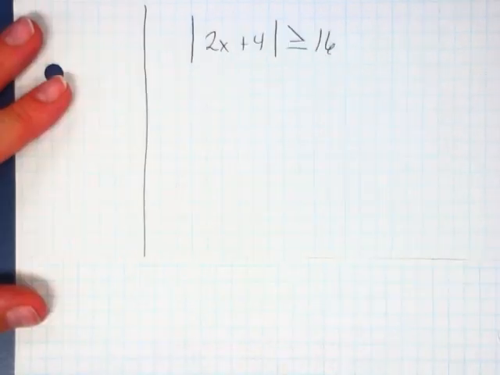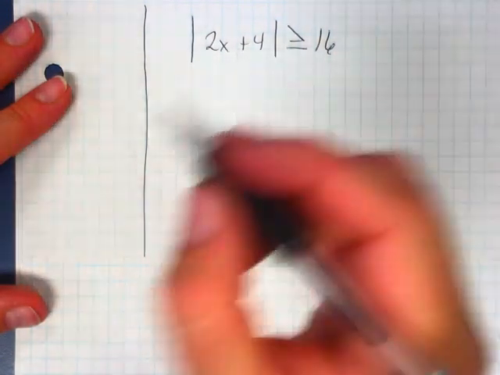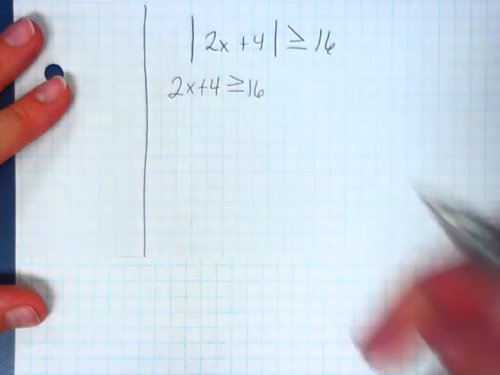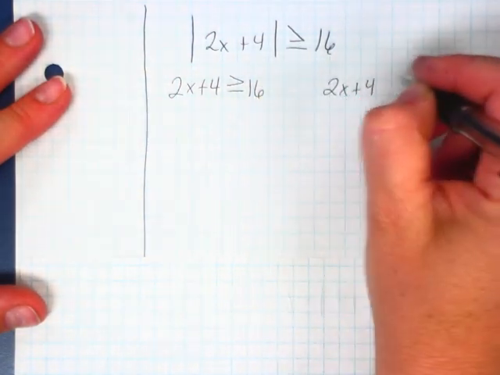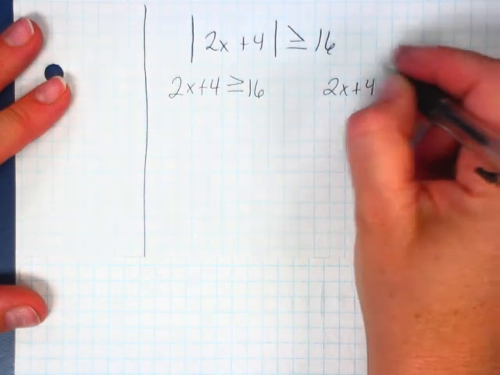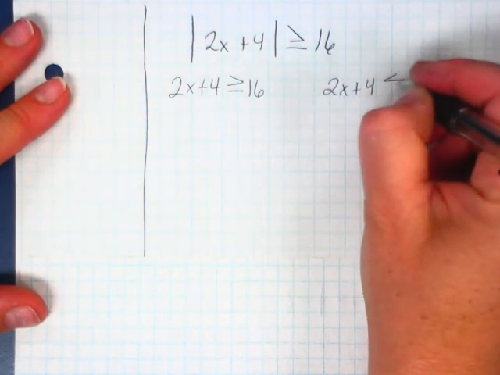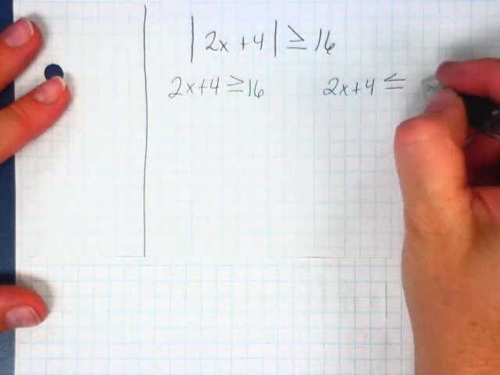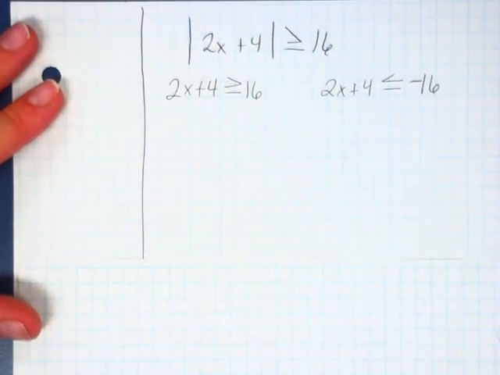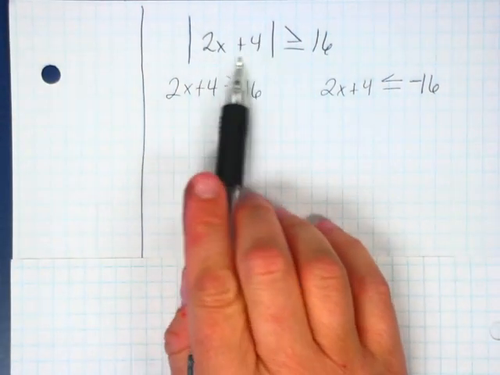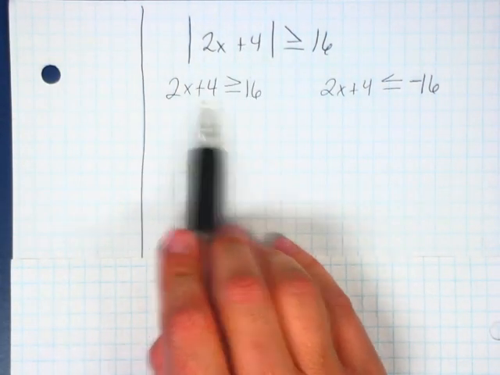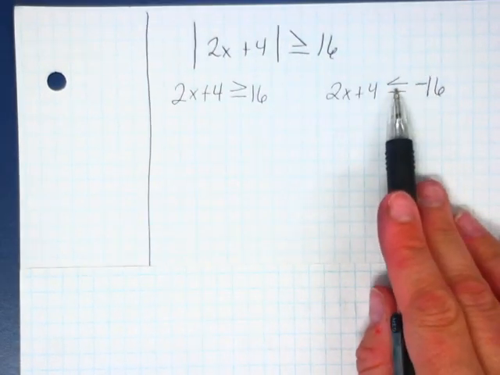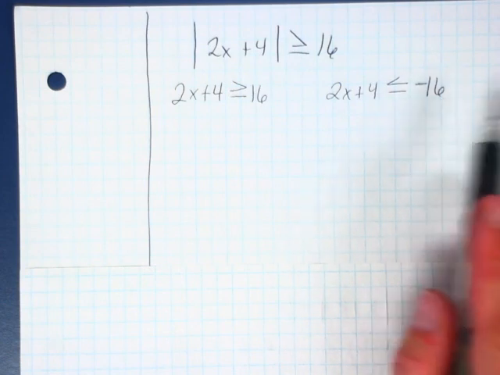All right, let's try another one that's a little bit more difficult. So again, we're going to rewrite without the absolute value. Change the sign to a less than instead of a greater than, and then change the sign to a negative 16 instead of a positive 16. Keep the inside part here, get rid of the absolute value, keep everything the same. Get rid of the absolute value, switch the inequality, and change to a negative 16.